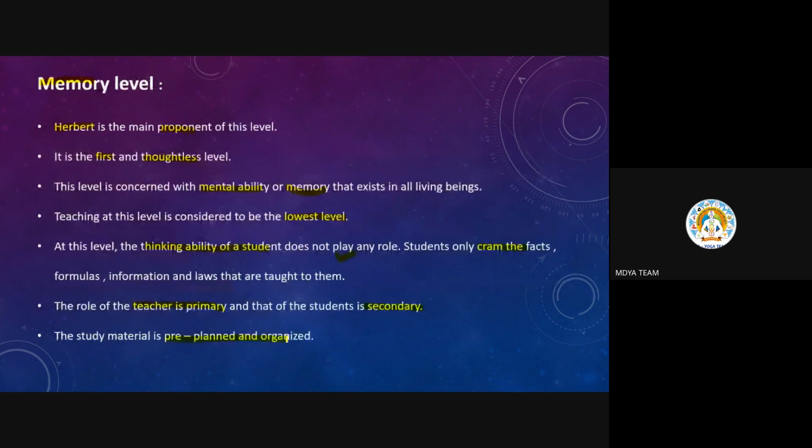Any doubt from memory level? Any doubt from this slide, anyone? Ma'am, Herbert is the proponent of this level. He is like an academician or scholar. Yes. Like who gave the theory of memory level of teaching? So Herbert. Okay.